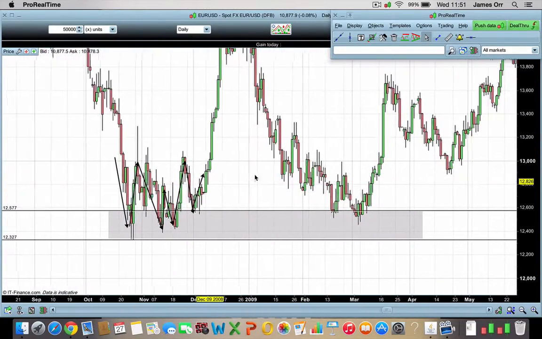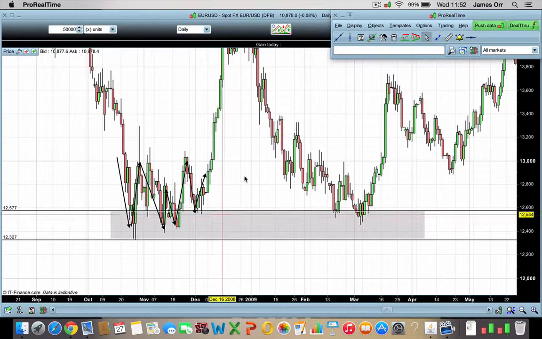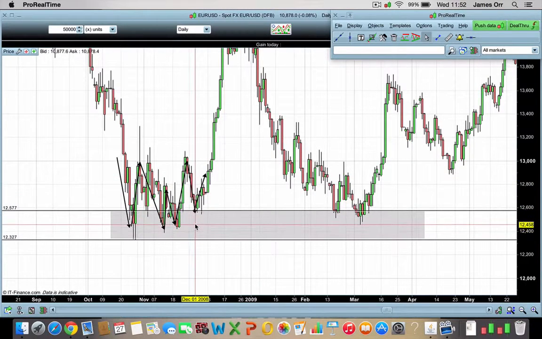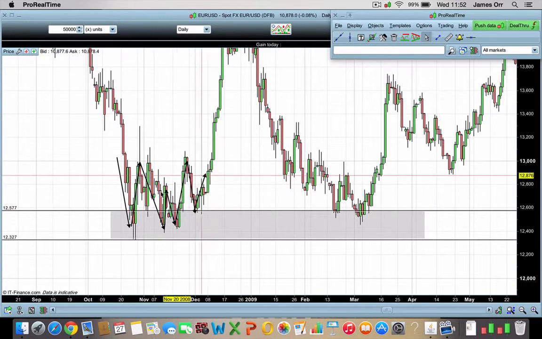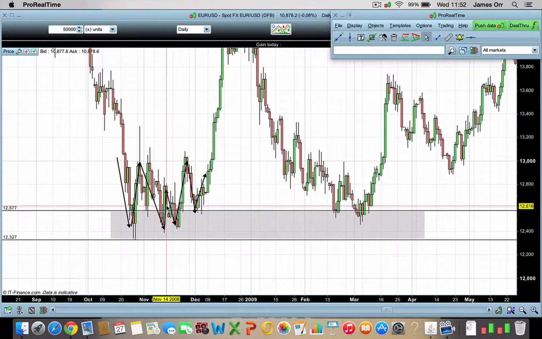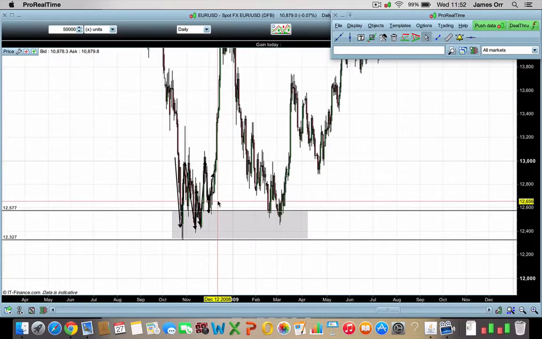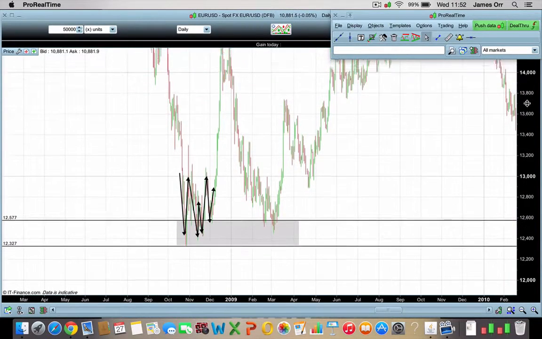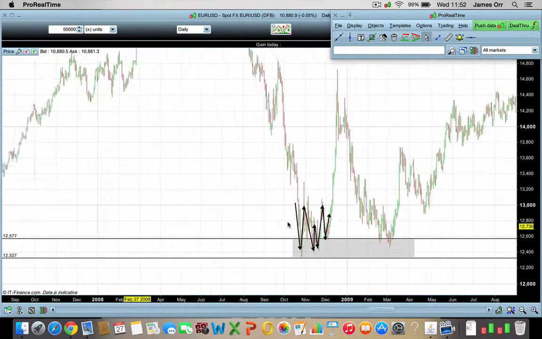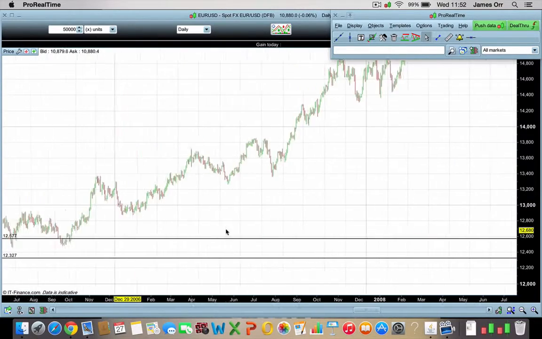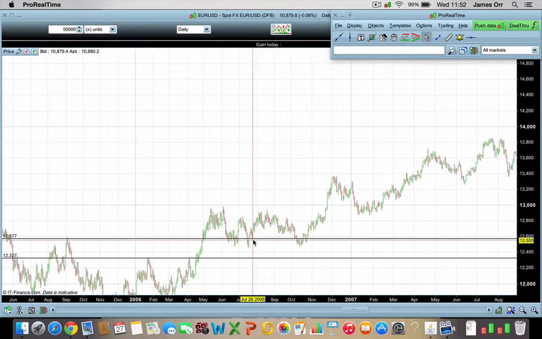Now another thing I want to show you here is how the markets have very long memories. So right here, this is November the 14th, 2008. This is March the 5th, 2009 when this happened again. But if I scroll out here, now I've not actually checked this, so I don't know if there's going to be any more touches on this market, but oh yeah, here we go.